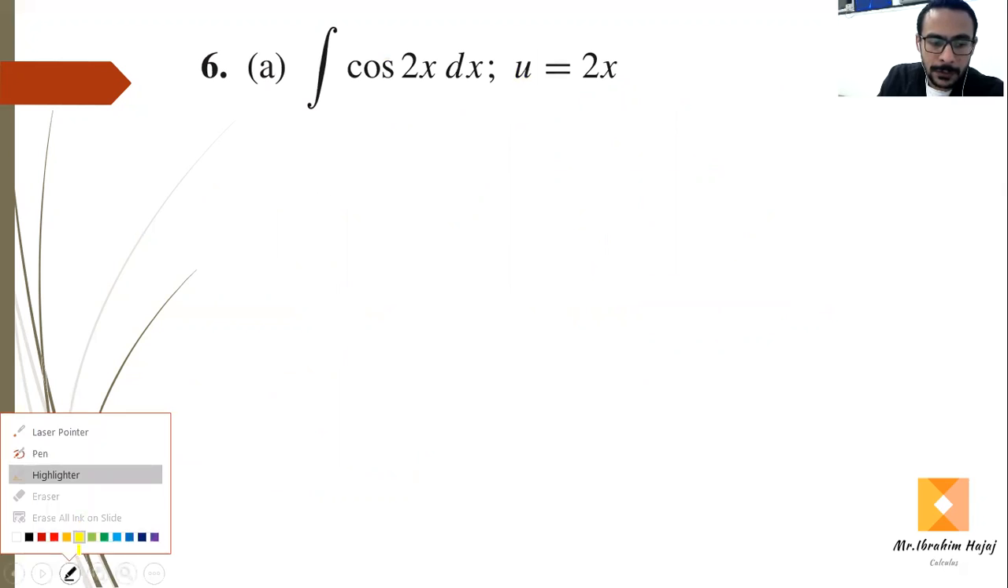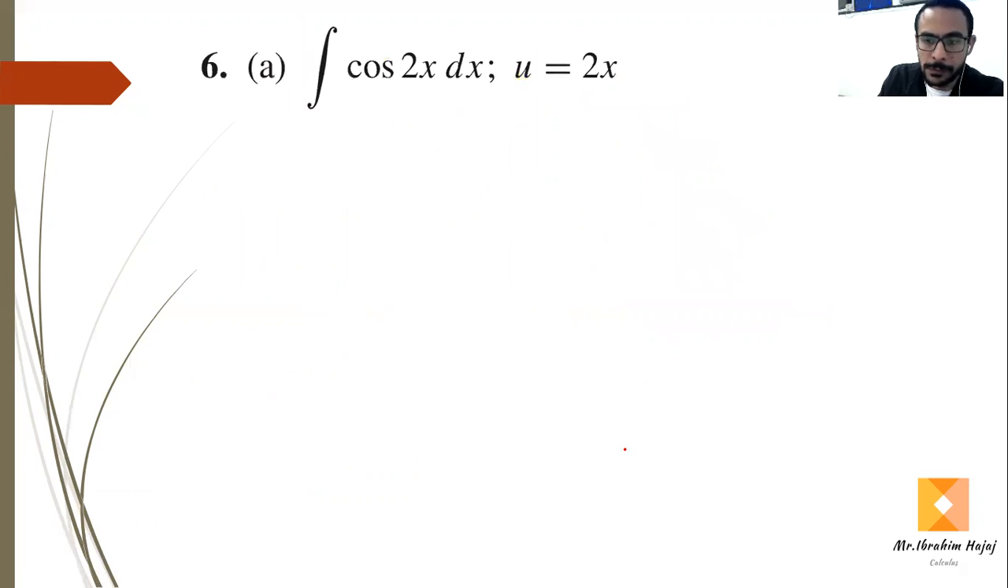6a also is a homework. Okay. Rahman Ahmad, what's the answer of this question? Rahman Ahmad. Abdul Rahman Emad. Okay, Abdul Rahman.